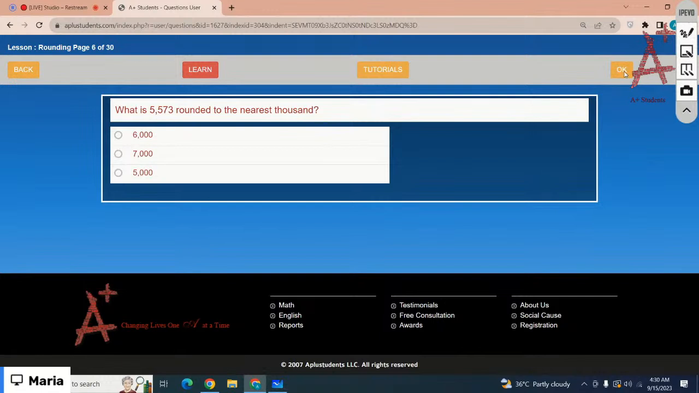Rounded to the nearest 1000, it would be rounded off to 6000. The correct option is 6000, right?